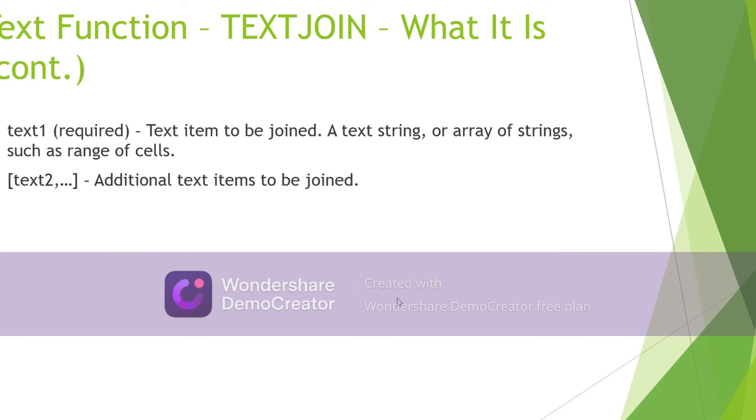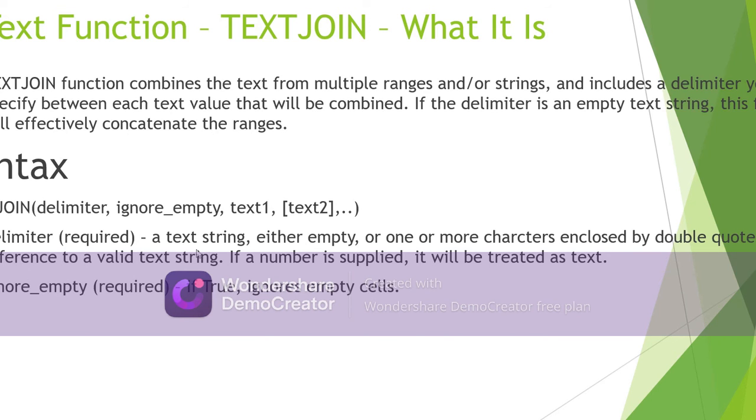Let's go on a little bit. That's just the rest of the arguments. As we already know from concat, text1 is required. Text item to be joined: a text string or an array of strings. And then text2 would be optional, as it was with concat. That would be your additional text items to be joined. Keep in mind, the delimiter is required, ignore_empty is required, and text1 is required.